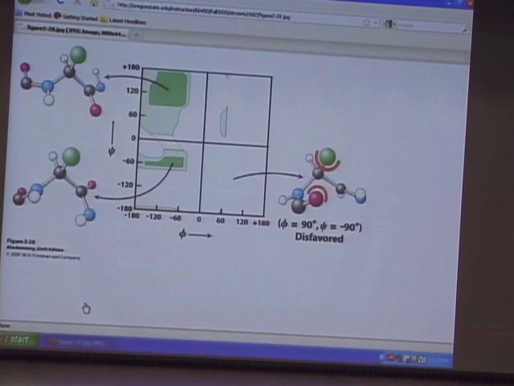Okay, now that brings me to a good transition to the next thing I want to talk about, and that's sequence. You're going to hear a lot about sequence. What is sequence? The sequence refers to, in the case of a protein, the order of amino acids.